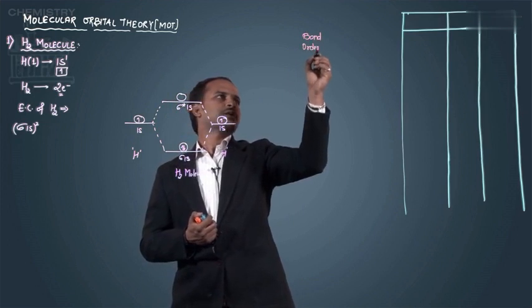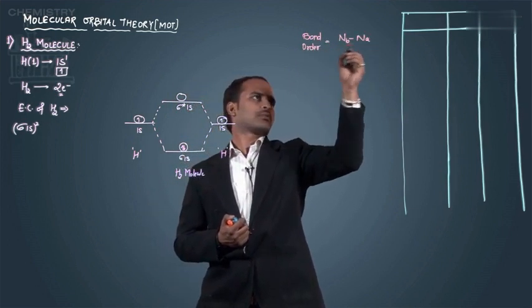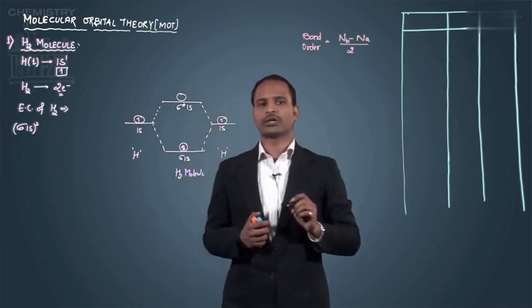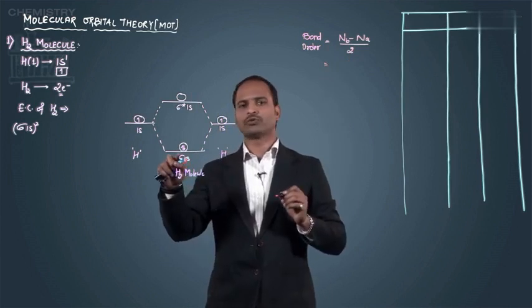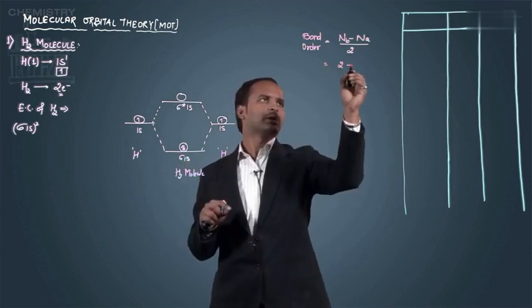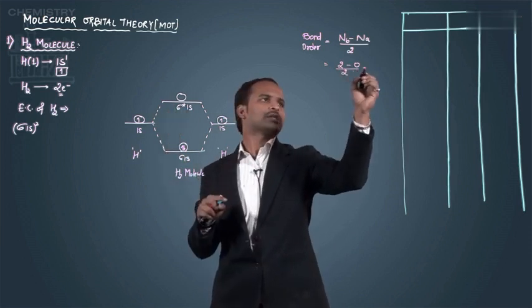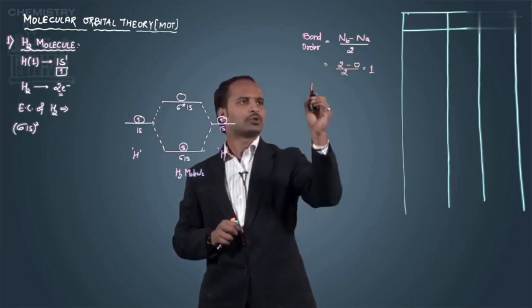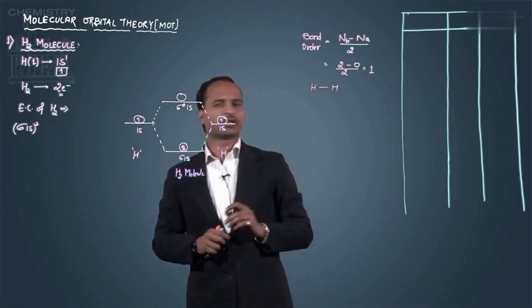Bond order, the formula is (Nb minus Na) upon 2, where Nb is the number of electrons in bonding molecular orbitals. Here we have 2 electrons in the bonding molecular orbital, and no electrons in anti-bonding. Anti-bonding is empty, so 2 upon 2 is 1. So I can say that in the hydrogen molecule, 2 hydrogen atoms are bonded by a single bond. So here the bond order is 1.